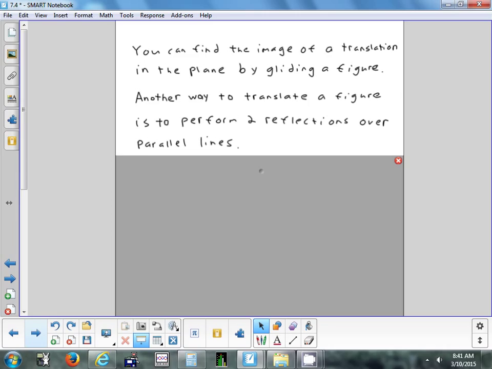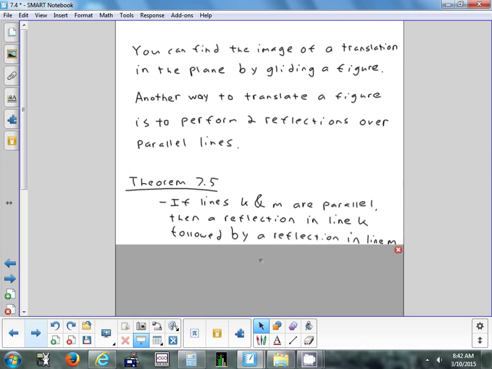Well, today we're going to do 2 reflections again, but we're going to do it over parallel lines. So the 2 lines we reflect over are not going to cross. What do you think is going to happen here? If you've got 2 parallel lines, and you do a reflection and another reflection, what do you think that'll be the same as? It's not going to be the same as a rotation. That was yesterday.